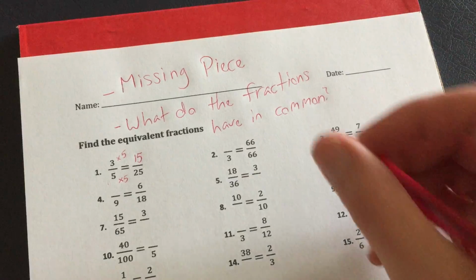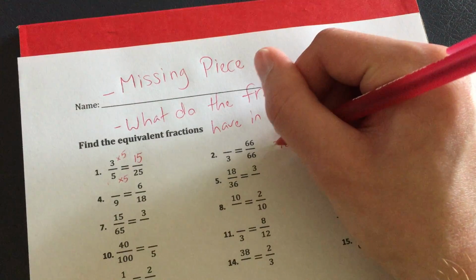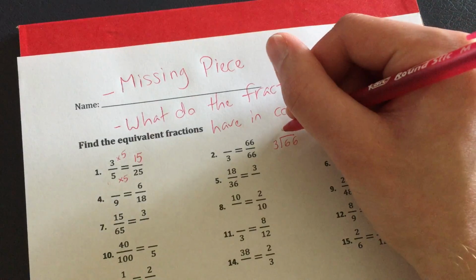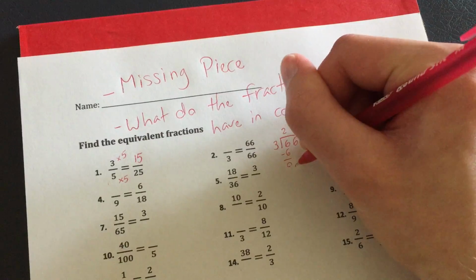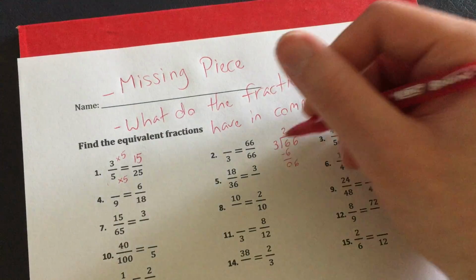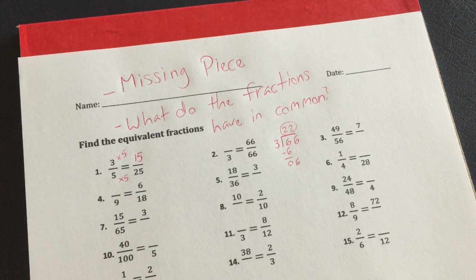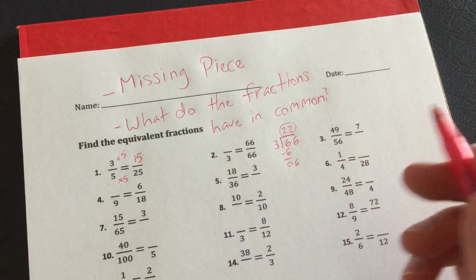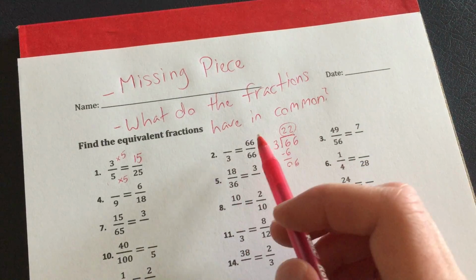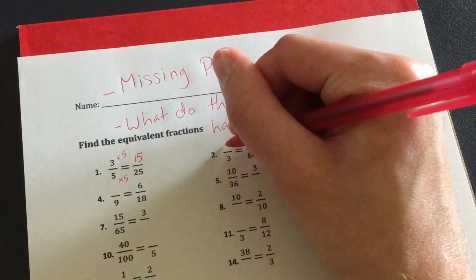Well, if I was going to do that, I could say 66 divided by 3. 3 goes into 6 2 times. Minus 6, and we have nothing. And then we have 3 goes into 6 2 times. So we're going to divide by 22. We know that now. So 66 divided by 22 is 3. Well, same thing on the top. 66 divided by 22 is 3.